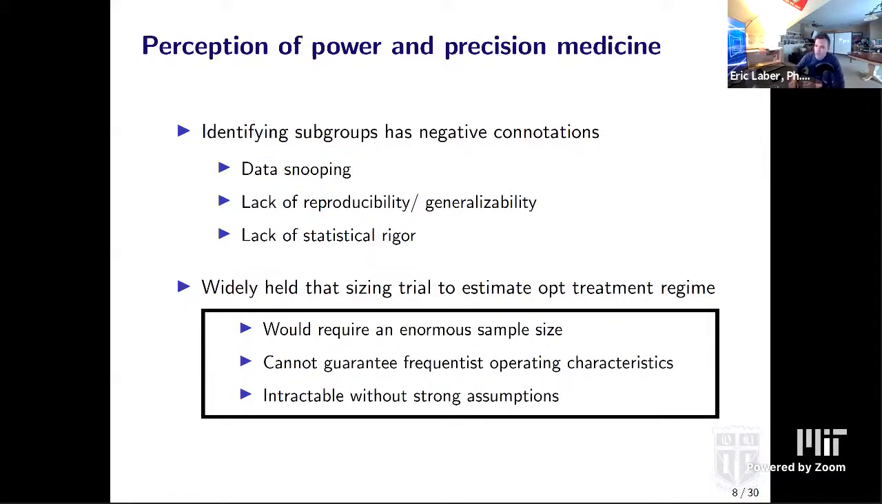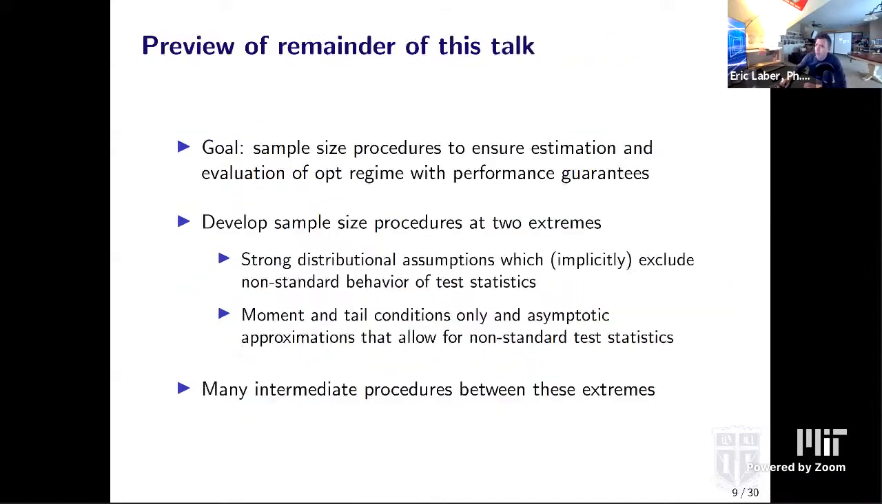And so the motivation for this work was in part just from working in this area for a long time and wondering whether or not this was really true, and eventually just deciding to dig into it. And the other reason is that I've been involved in dozens of these trials, and they all want to estimate one of these rules, and they want guarantees. And we always had to say, well, we can't provide those for you, right? And so now we have trials in the field that do have these guarantees and have been sized for those. And we felt like that was worth doing. Okay, so the goal is to construct sample size procedures to ensure estimation and evaluation of an optimal treatment regime with performance guarantees.